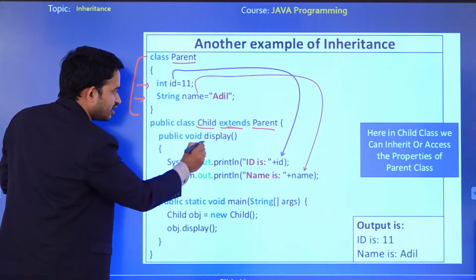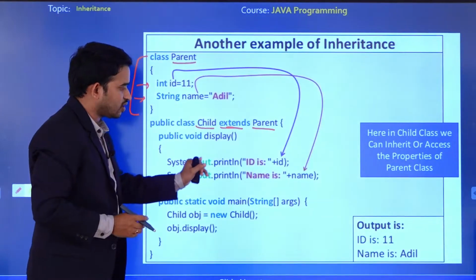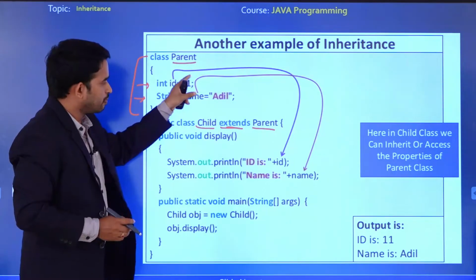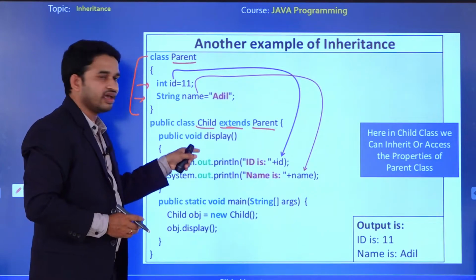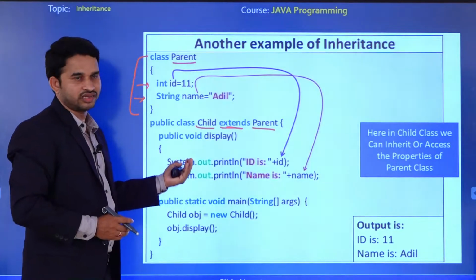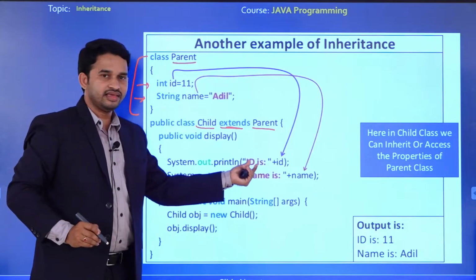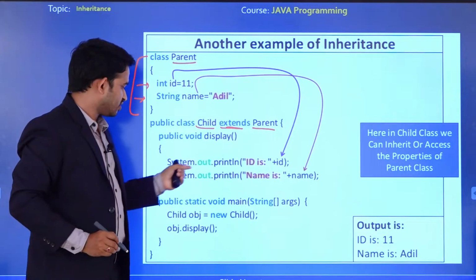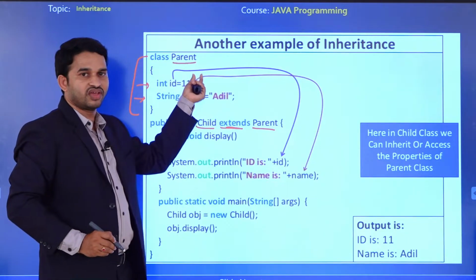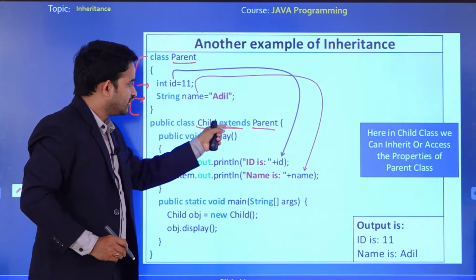Next, public void display. Here I am going to display some content. System.out.println ID is, but ID belongs to the parent class. Without writing the ID again, I am simply inheriting, acquiring the properties into the child class by using the extends keyword. Simple. System.out.println ID is: what is the ID here? 11. Next, System.out.println name is. Name belongs to the parent, but we are acquiring the properties from superclass to subclass. So name here is Adil.